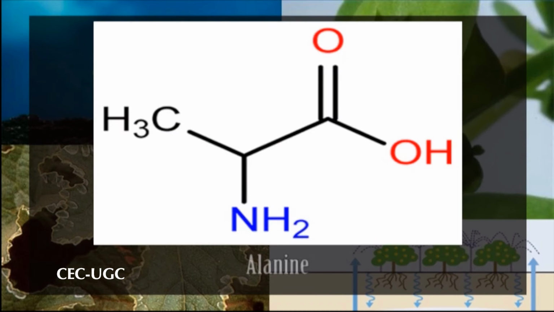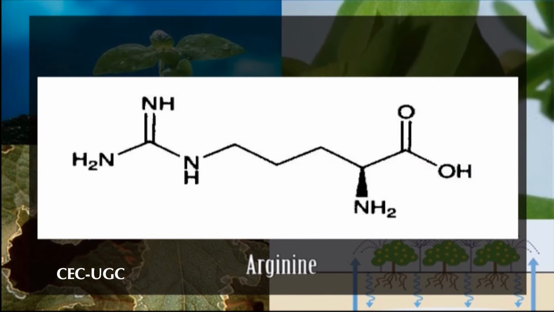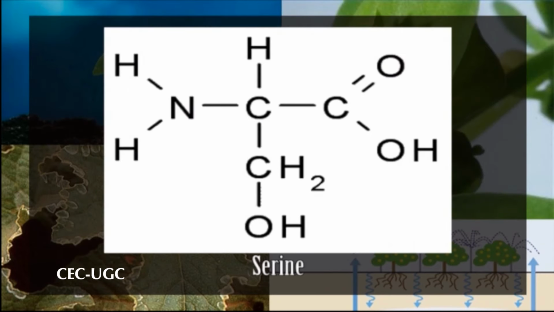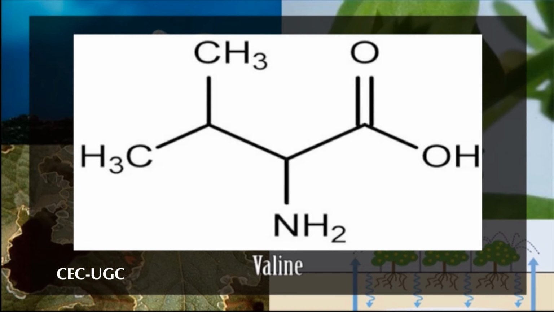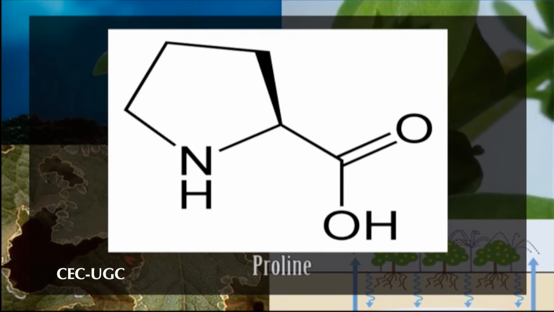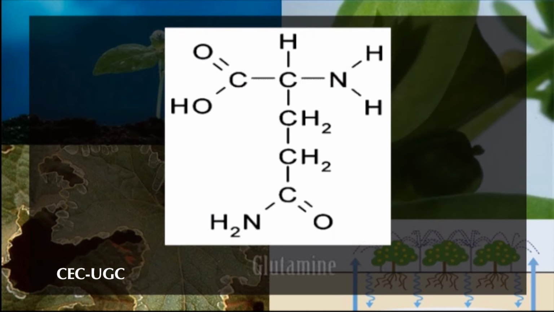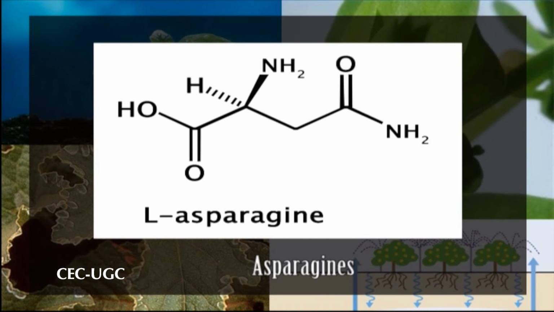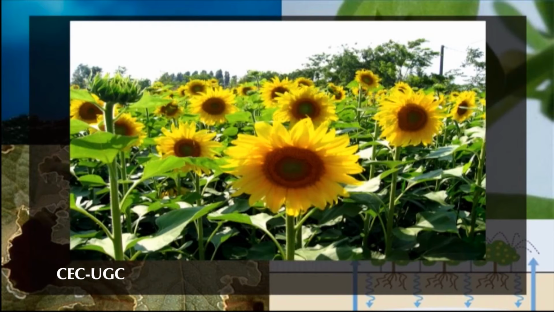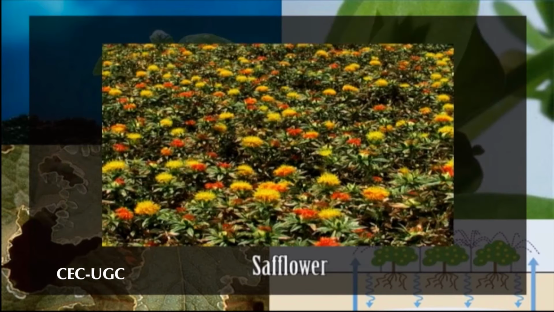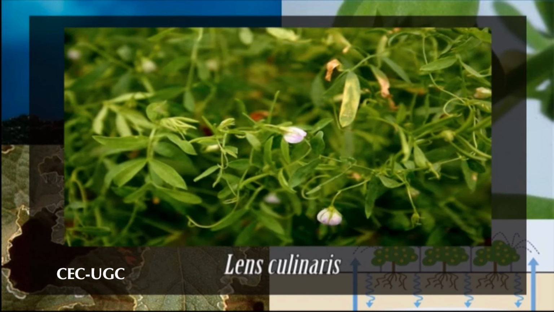Amino acids: alanine, arginine, glycine, serine, leucine, and valine, together with the amino acid proline and the non-protein amino acids citrulline and ornithine, and amides such as glutamine and asparagine, have also been reported to accumulate in plants subjected to salt stress. Total free amino acids in the leaves have been reported to be higher in salt-tolerant than in salt-sensitive lines of sunflower, safflower, Eruca sativa, and Lens culinaris.